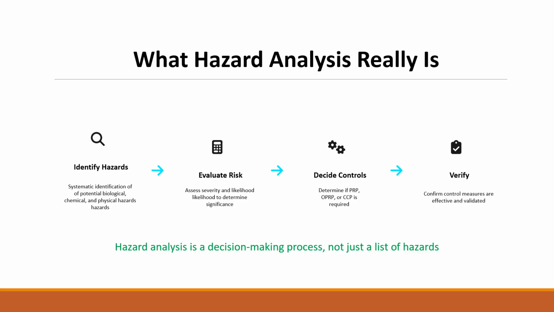1. Identify what hazards could reasonably occur at each step. 2. Decide which hazards are significant, meaning they need control to prevent illness or injury. 3. Document the controls and whether they're controlled by PRPs or require CCPs. A good hazard analysis reads like a logical explanation of your operation. When you can explain it clearly in plain English, auditors typically have confidence in your system.